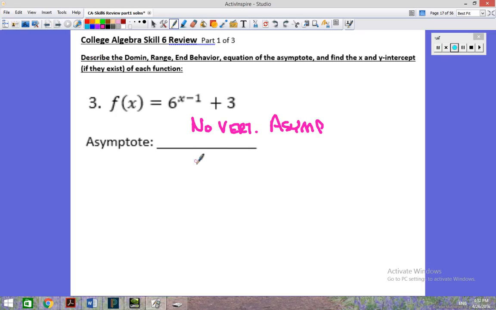And the horizontal asymptote, remember, the equation is y equals, well, 0 plus 3. Without that plus 3 it's 0, and if you add 3, y equals 3. So the horizontal asymptote for this exponential function is the line y equals 3.